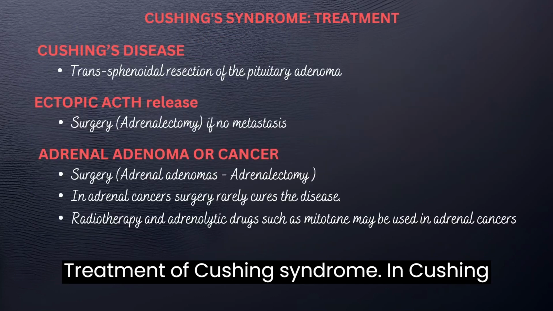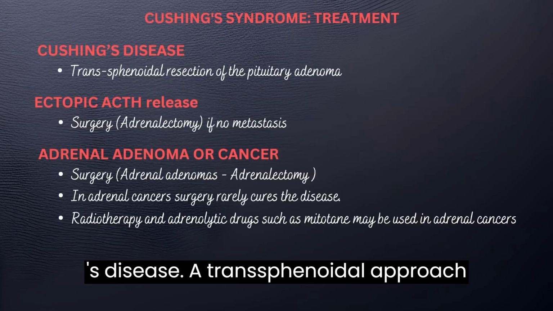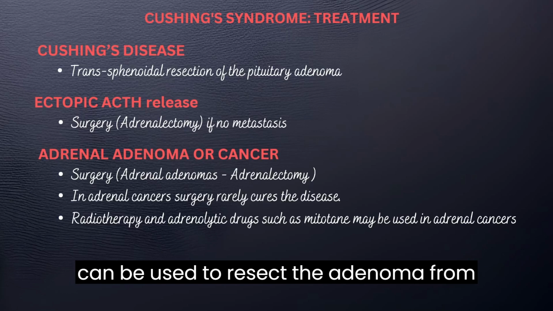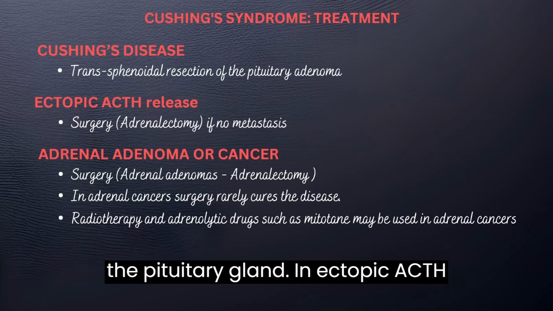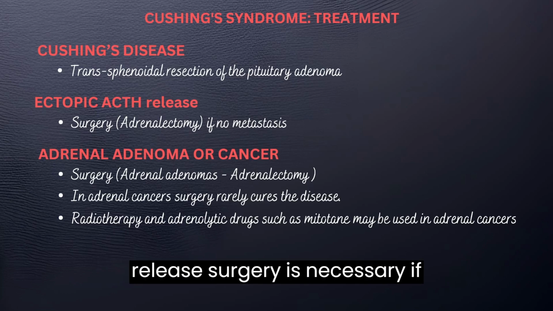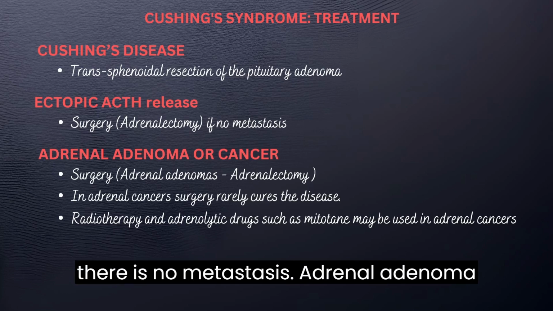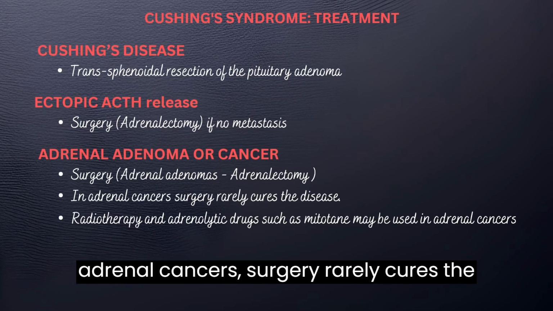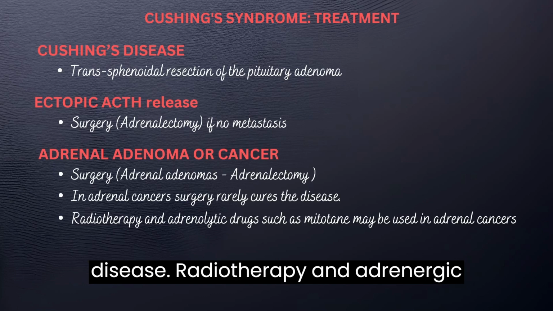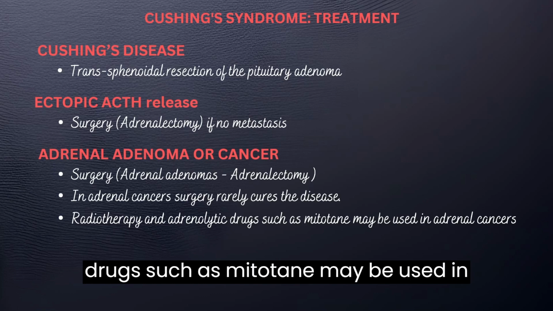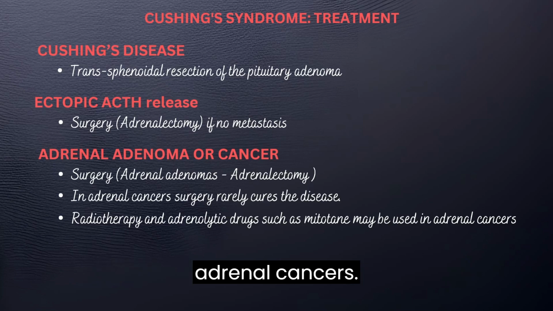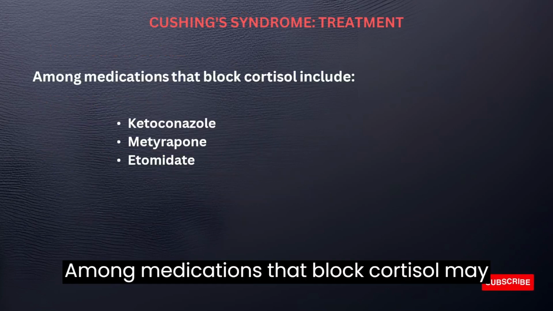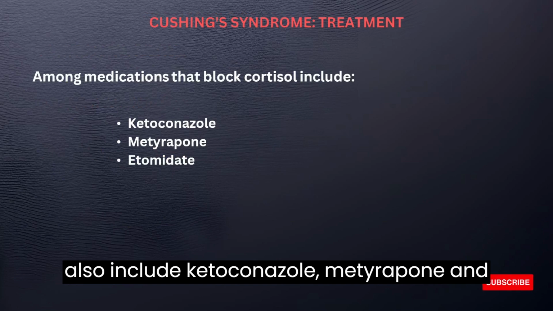Treatment of Cushing syndrome. In Cushing's disease, a transsphenoidal approach can be used to resect the adenoma from the pituitary gland. In ectopic ACTH release, surgery is necessary if there is no metastasis. Adrenal adenoma also needs an adrenalectomy, but in adrenal cancers, surgery rarely cures the disease. Radiotherapy and adrenolytic drugs such as mitotane may be used in adrenal cancers. Medications that block cortisol may also include ketoconazole, metyrapone, and etomidate.